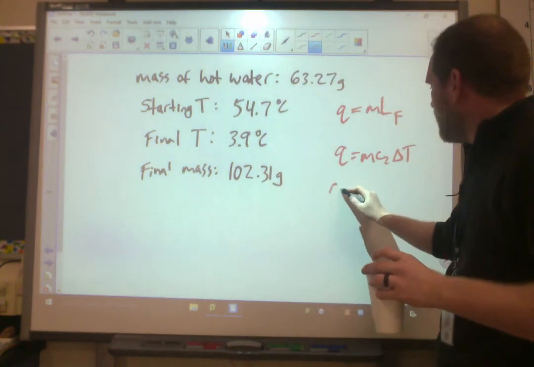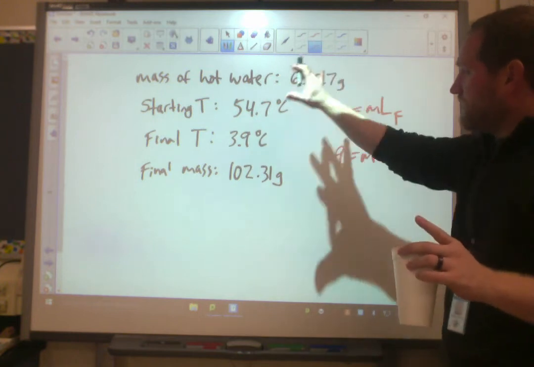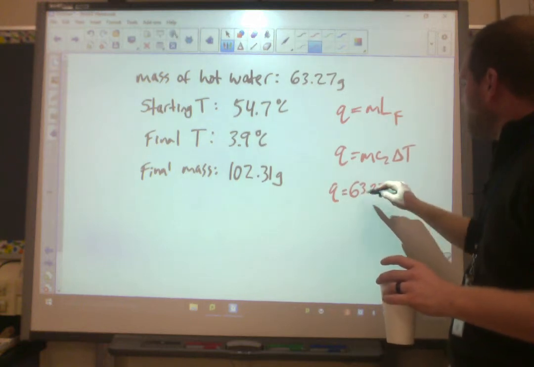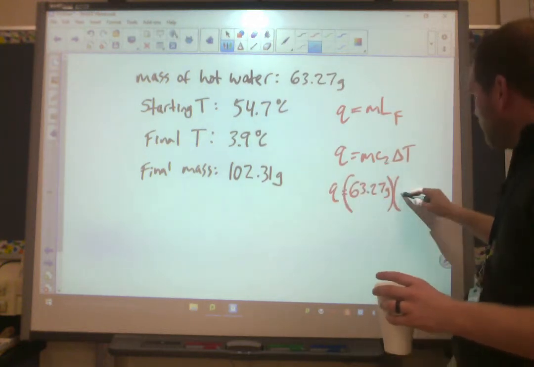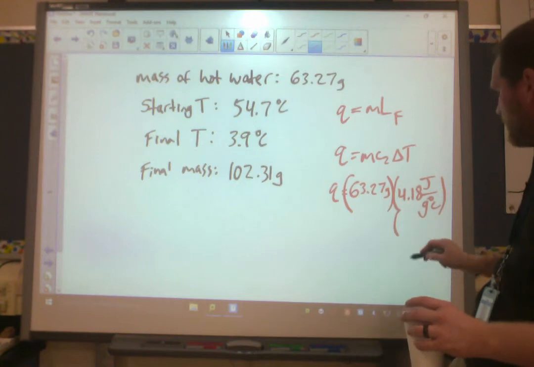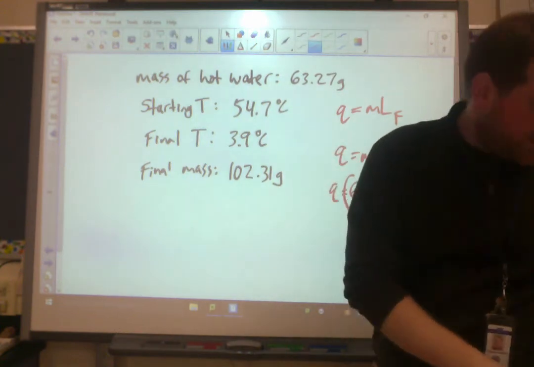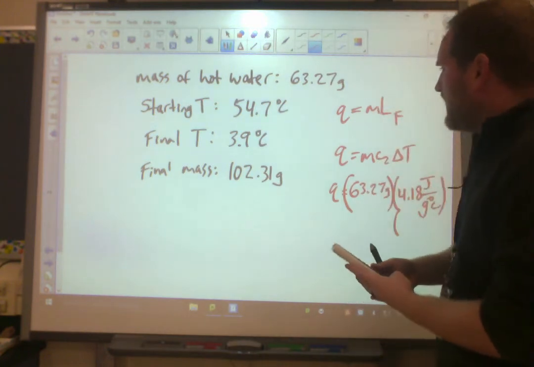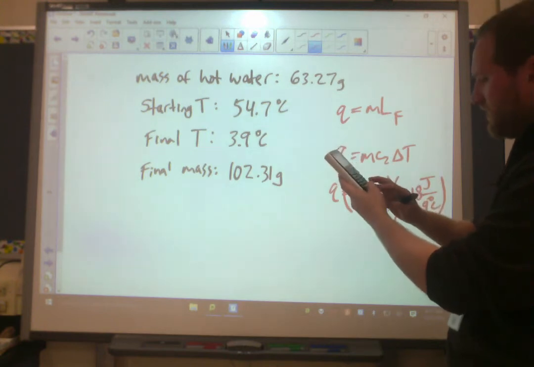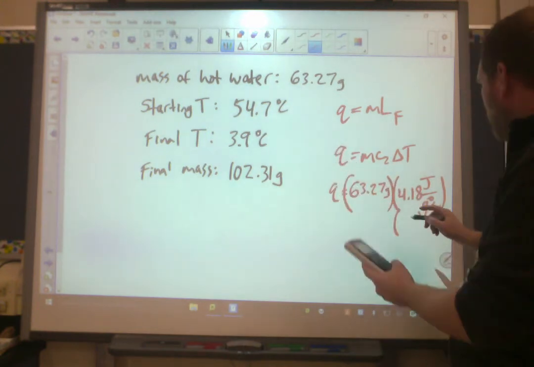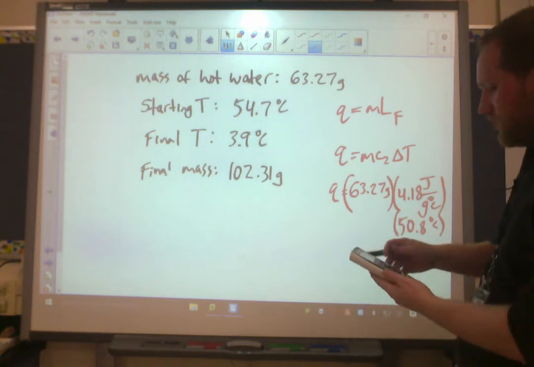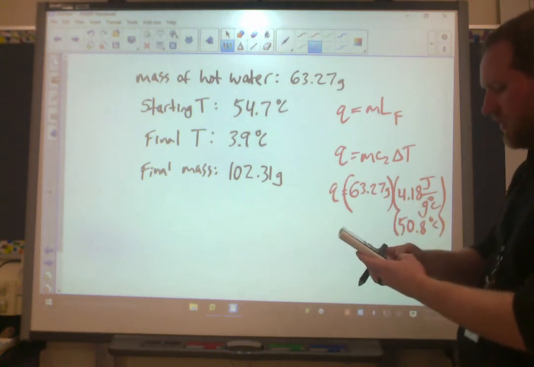Let's do that very quickly. Q equals the mass of the water. Notice there's a lot of masses here. This is going to be the mass of the water, which is right here, 63.27 grams. C2, that's the C value of water, 4.18 joules per gram degree Celsius. I'm running out of room here, so I'll just squeeze that in there. Delta T, 54.7 minus 3.9, 50.8 degrees Celsius. Yeah.